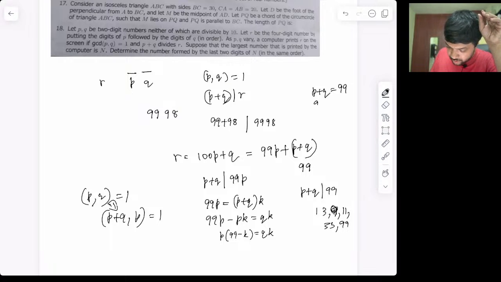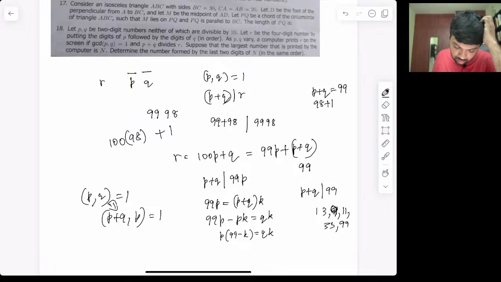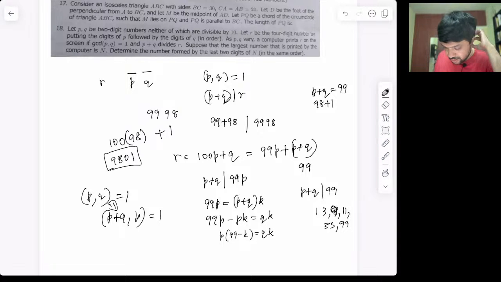98 plus 1. Why not? Right? GCD is 1. It satisfies everything. What goes wrong? So 100 into 98 plus q, which is 1. 9801. This satisfies. But is that the largest? Is that the largest?